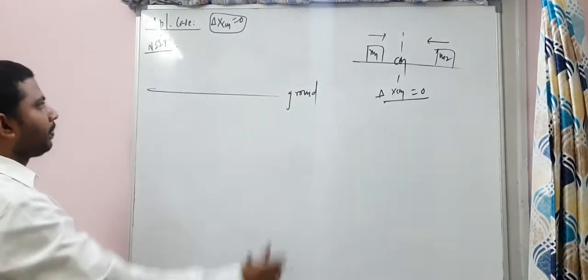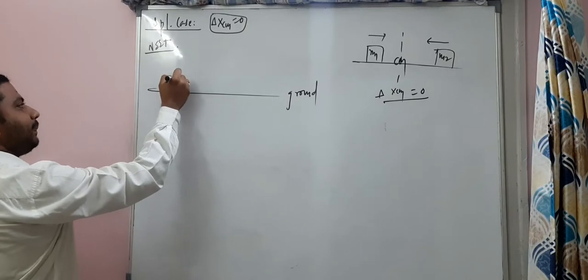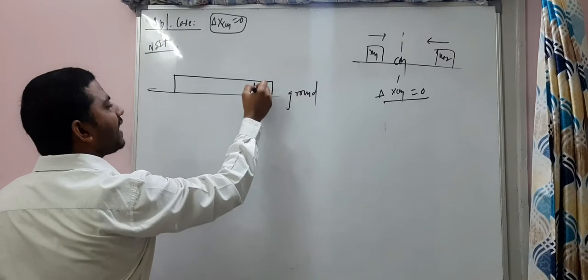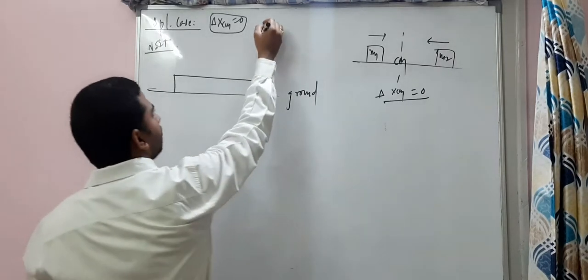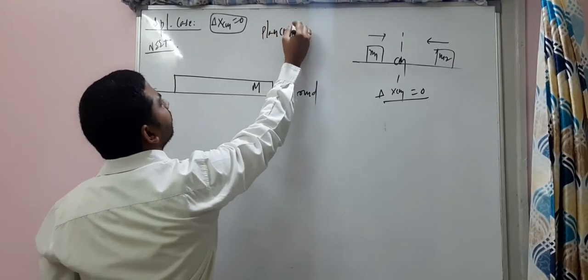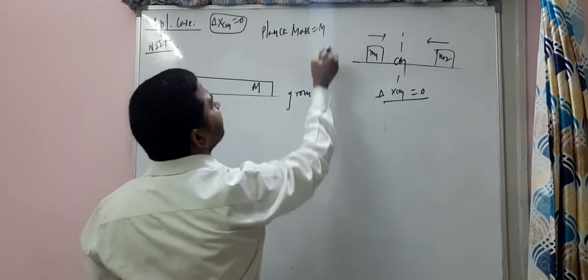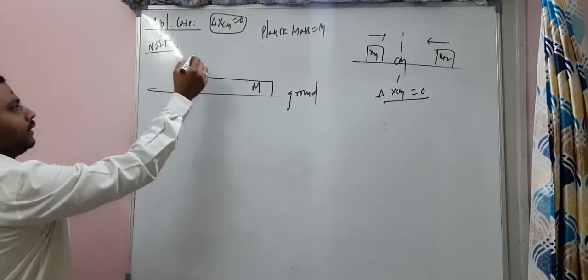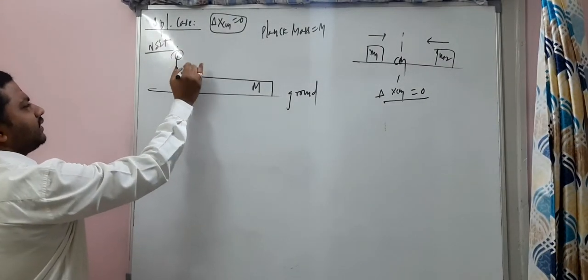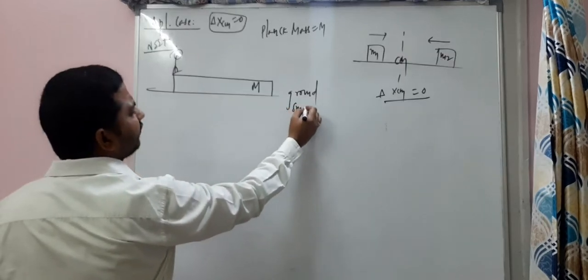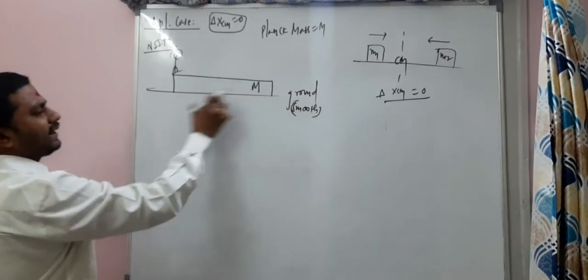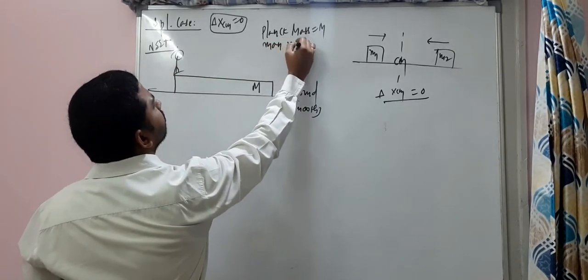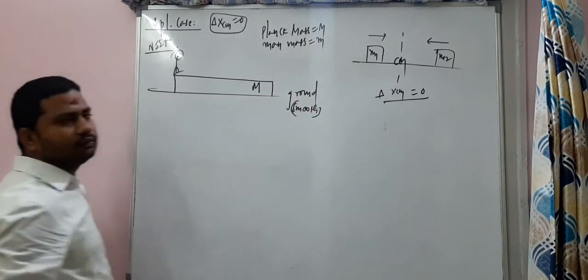So there is a plank here, a plank of mass capital M. This is the smooth surface, because this plank can slide. And there is a man. Man's mass is small m here.